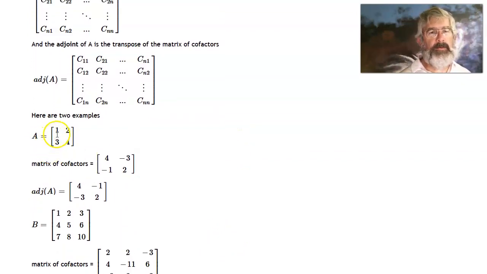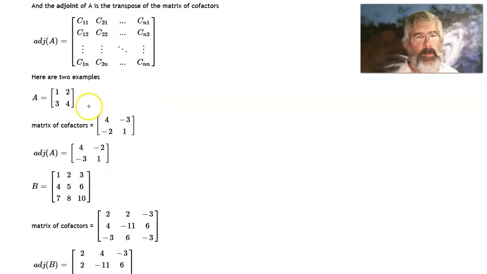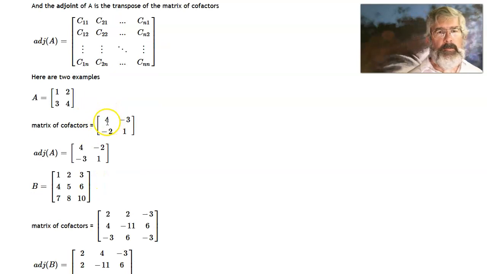So here's a couple of examples. I've got a 2 by 2 matrix here, just 1, 2, 3, 4. The matrix of cofactors. In the position 1, 1, I want the cofactor 1, 1. So cover up row 1, column 1. That leaves 4. In the position 1, 2, cover up row 1, column 2. It leaves a 3. Because 1 plus 2 is odd, I need to multiply by a negative 1 there.